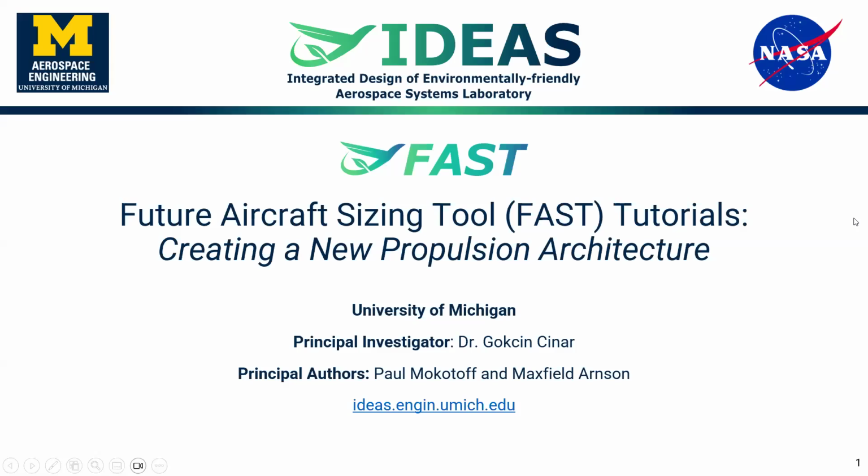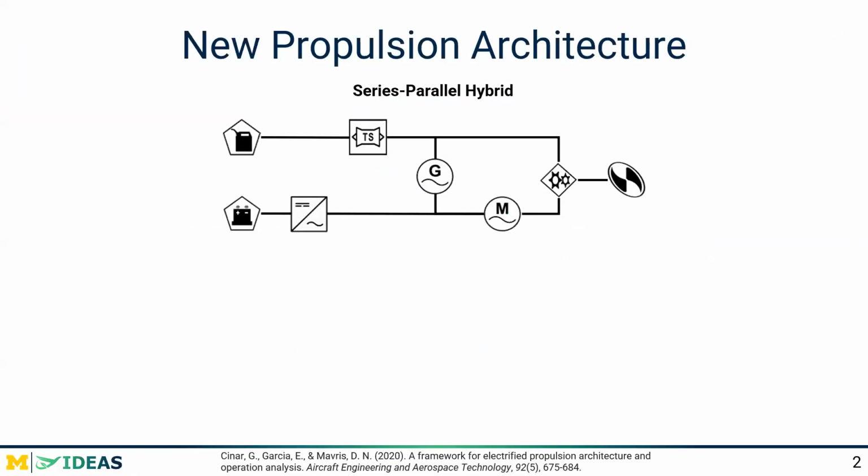So now we are familiar with the matrices from the previous tutorial that represent the propulsion architecture. Now we're actually going to make a new propulsion architecture, develop the matrices that we need, and then input them into FAST. So let's get started. The new propulsion architecture we're going to model is a series parallel hybrid architecture.